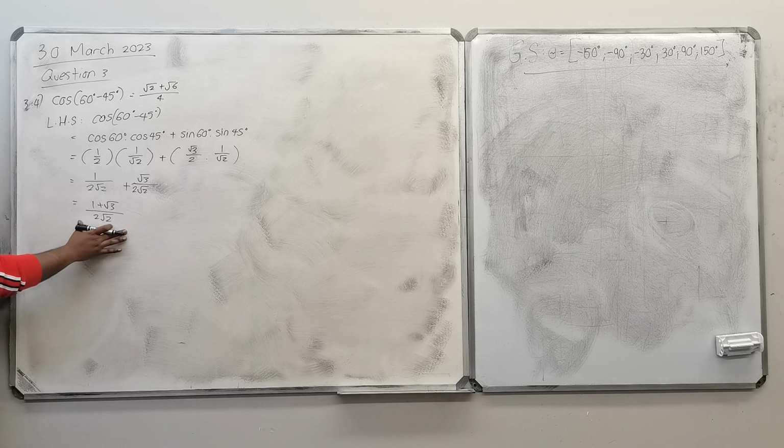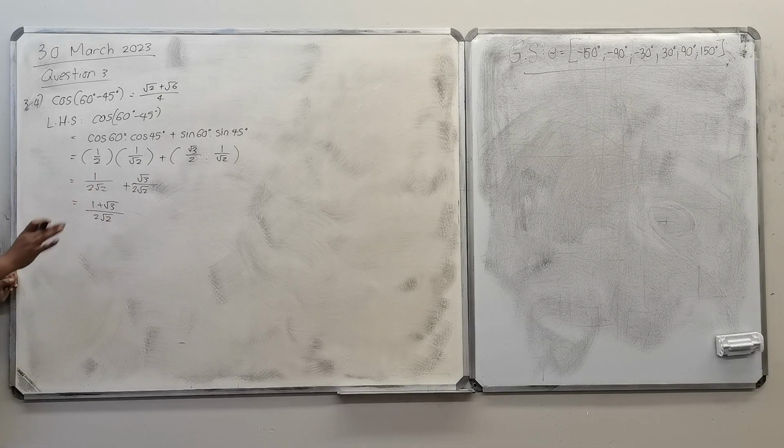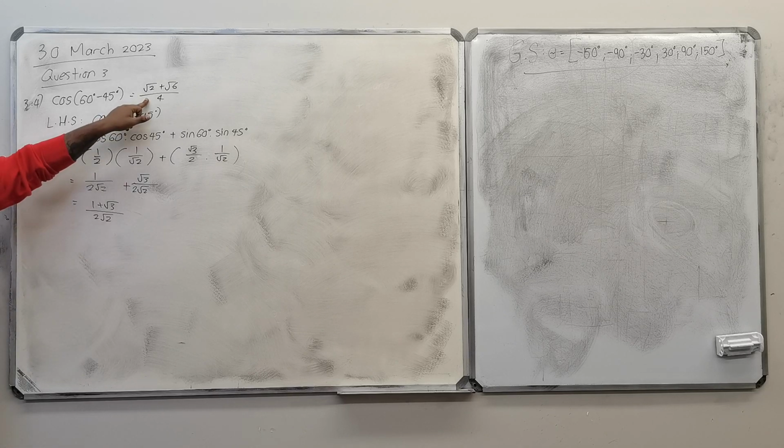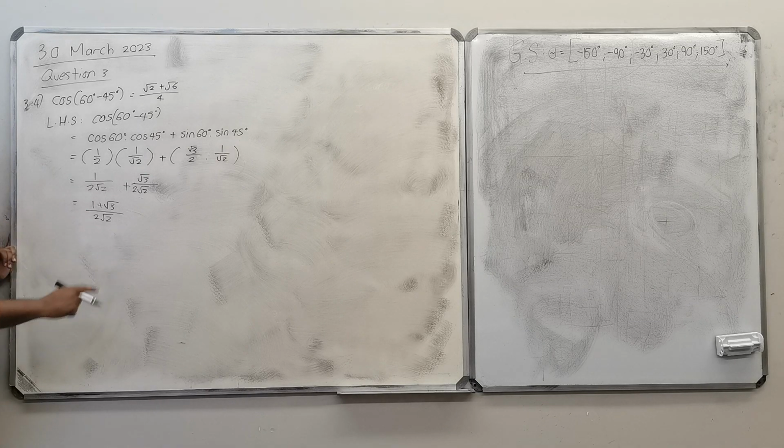So remember, if they asked you in general to solve for cos 60 minus 45, it's okay to leave your answer like this. But now we're proving that it's equal to that. Is this equal to that? No, right? We need to get it in that form. So to get it in that form, you'll rationalize your denominator. How would you rationalize this?